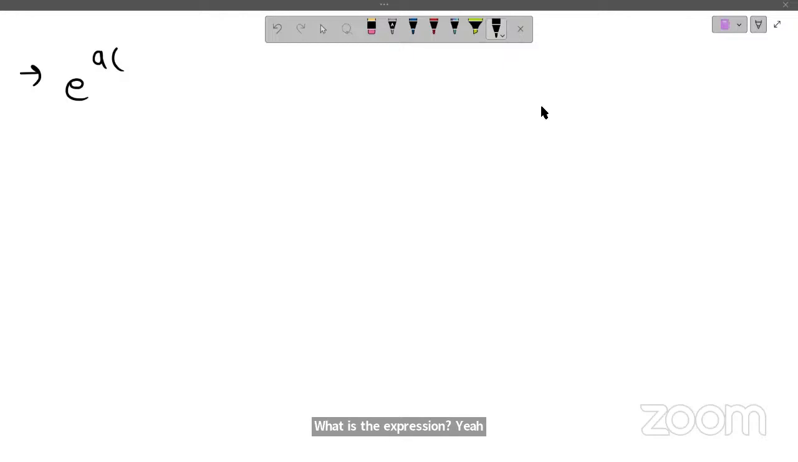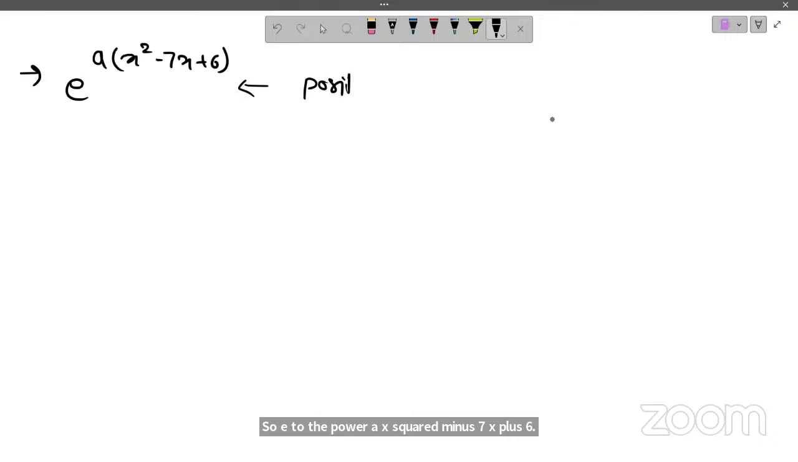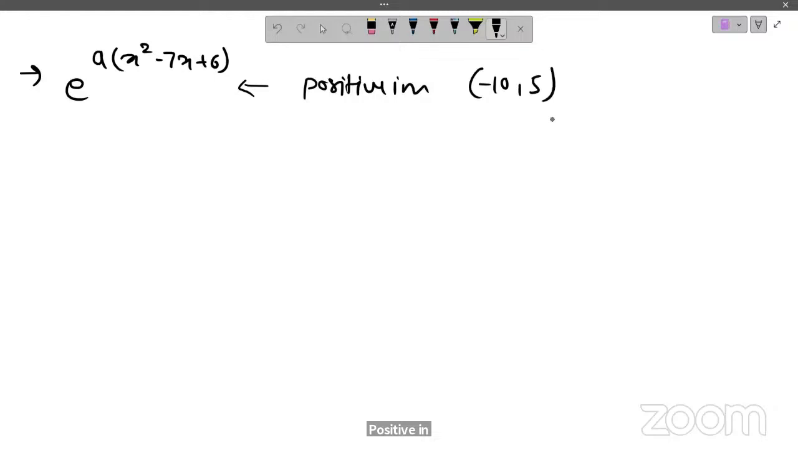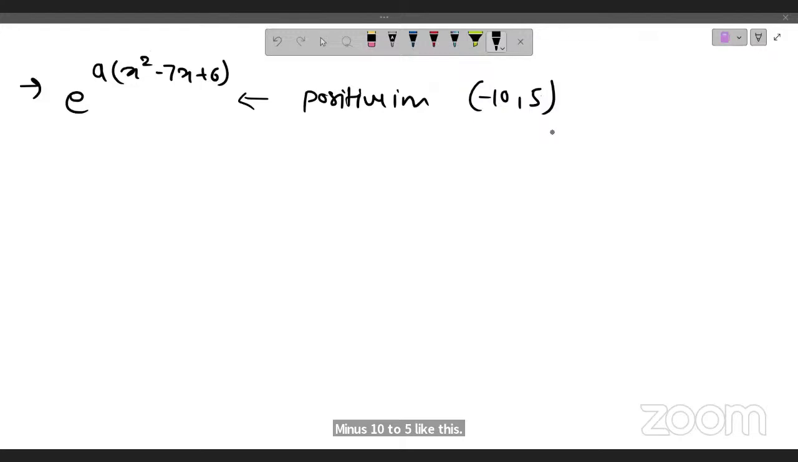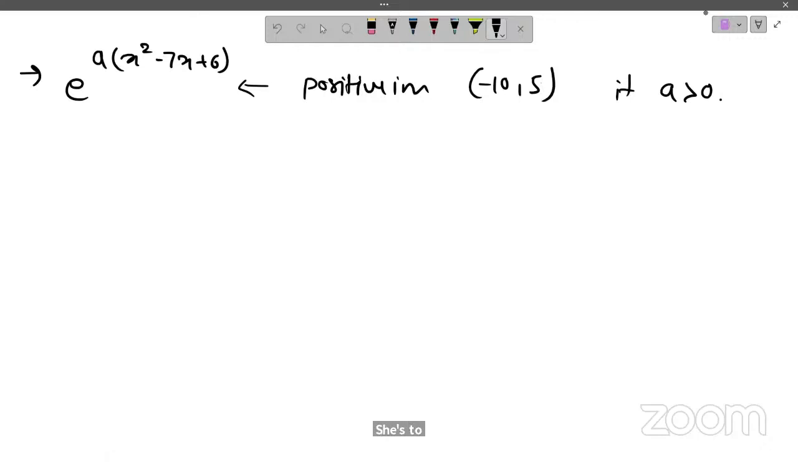So e to the power a of x square minus 7x plus 6. And what do we want? We want to find where it is positive in the open interval minus 10 to 5, if a is strictly greater than 0. So you want to find out the positivity and negativity.